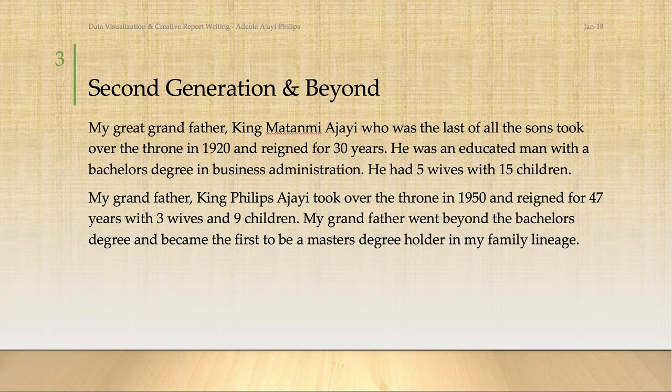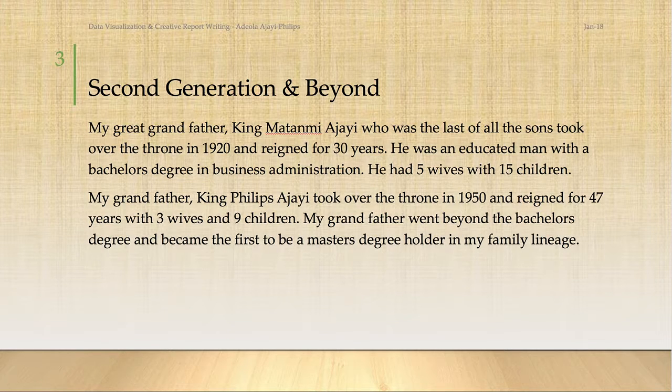So let's go ahead and see the second generation. This is my great-grandfather, the king called Matomi Ajayi, who was the last of all the sons and took over the throne in 1920 and reigned for 30 years. He was an educated man with a bachelor's degree in business administration. He had 5 wives with 15 children.